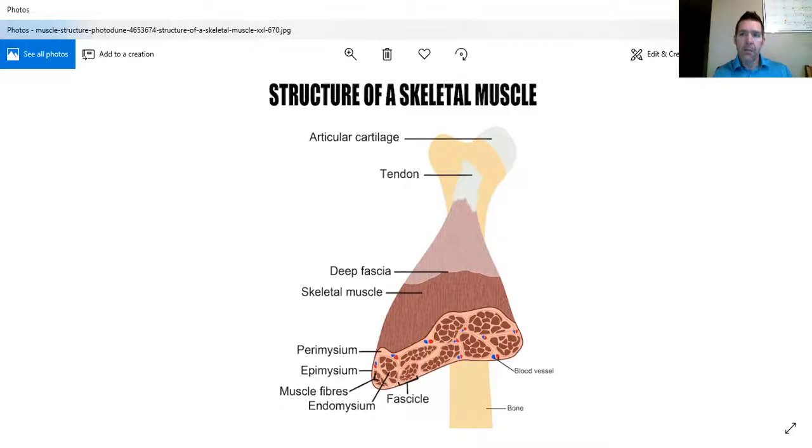So the time frame then. The grade 1, very simple. We're going to have probably 2 to 3 weeks. You're going to get back to moving pretty quickly.